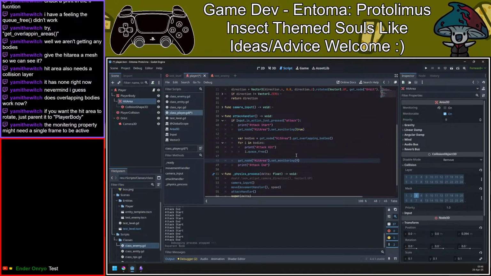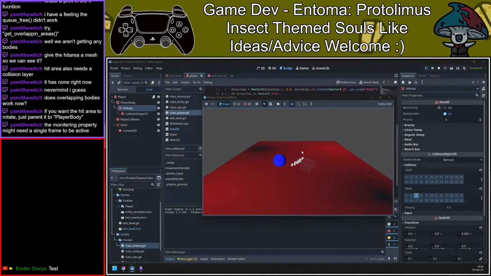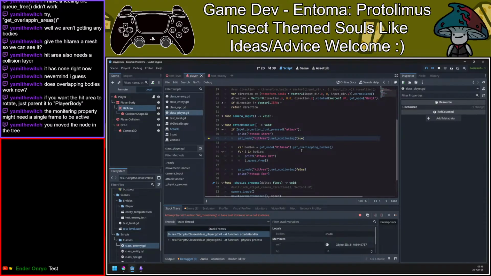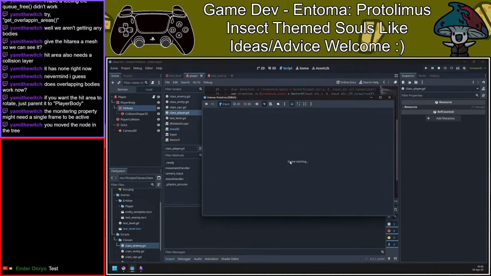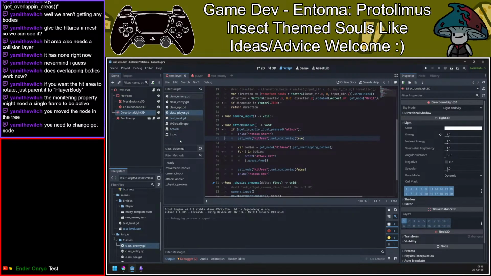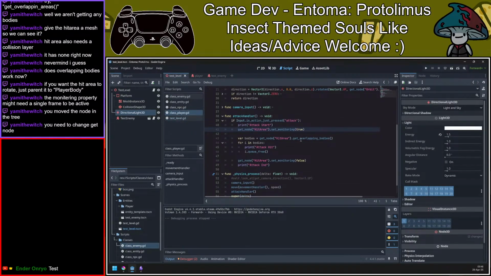Improper syntax. Improper syntax. Fuck. In base null instance on a null instance. The fuck? Yeah, everything. Everything is always. Okay, let me do.